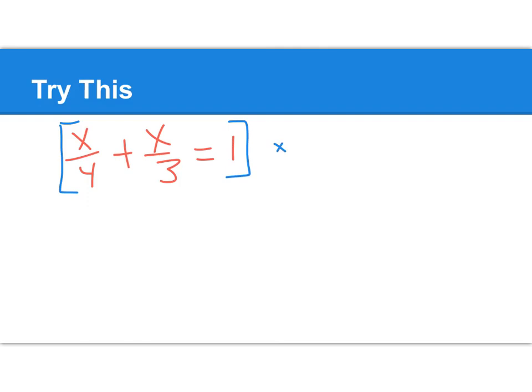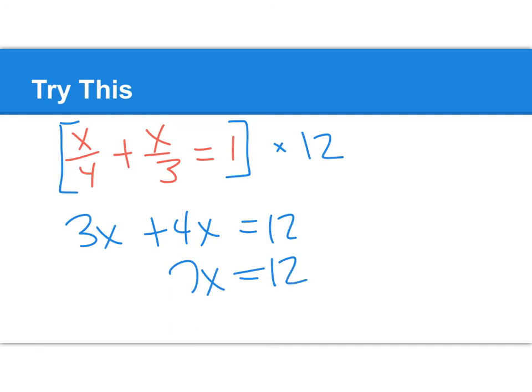And that magic number, that magic common denominator, is 12. So as soon as we multiply every single thing here by 12, x over 4 times 12 becomes 3x. X over 3 times 12 becomes 4x, and 1 times 12 is 12. So we have 7x equals 12, and we will conclude that the job can be done in 12/7 of a year.